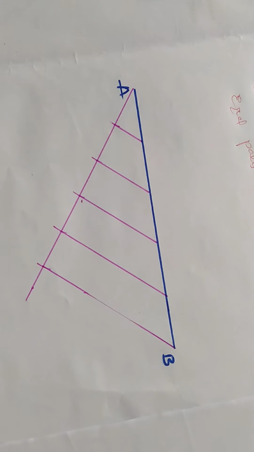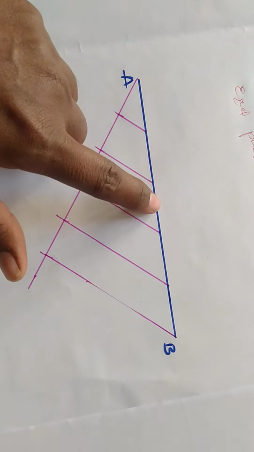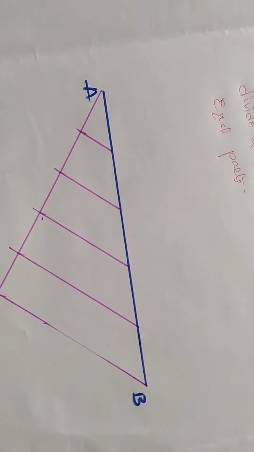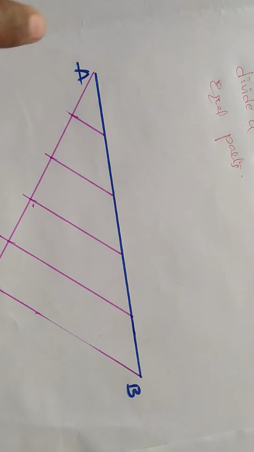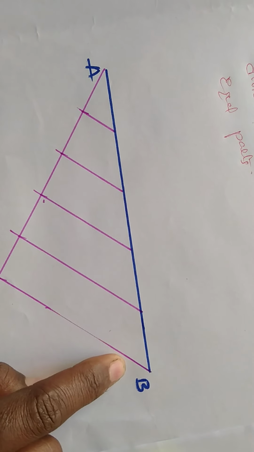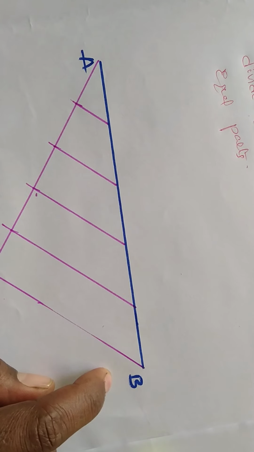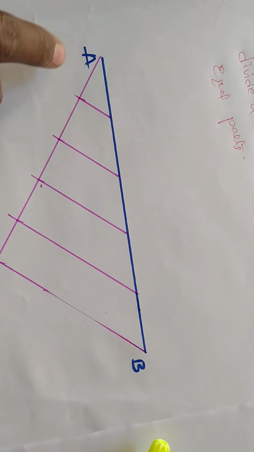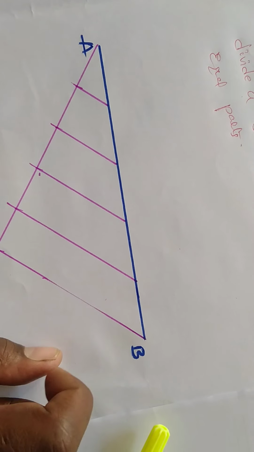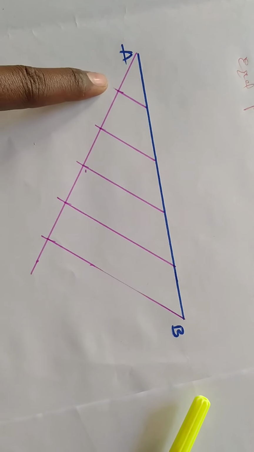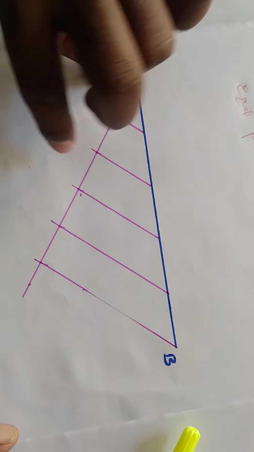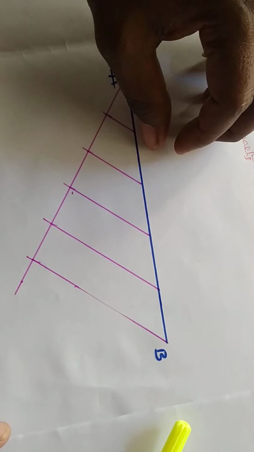Here we have 5 equal parts, 1 2 3 4 5. This process is required when the AB dimensions are unknown. You don't know the AB dimensions, so you have to use this process. First of all you have to draw a line and divide it with a compass into 5 or 6 equal parts, whatever you want.